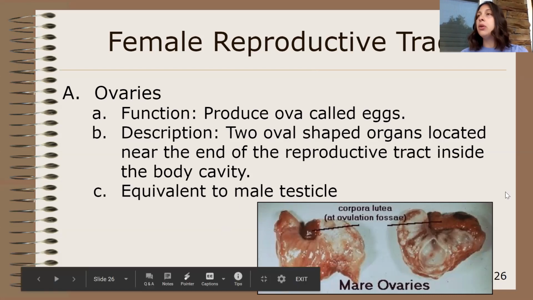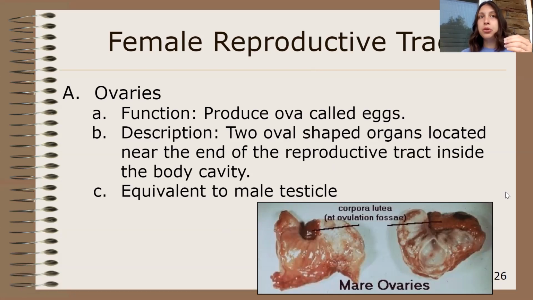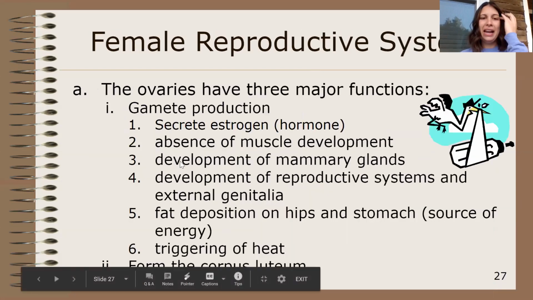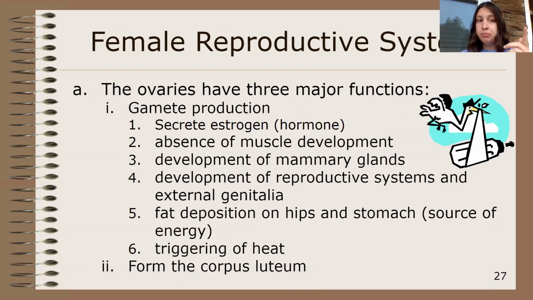They're the equivalent to the male testicle in that they produce the eggs. The testicles in male animals produce the sperm. Egg plus sperm equals baby. So they serve the same function, so they're almost related to each other. Ovaries have 3 main jobs. First one, gamete production, meaning produce eggs. We already covered that one, produce eggs, job number 1.